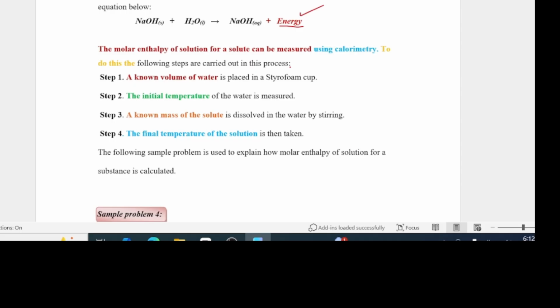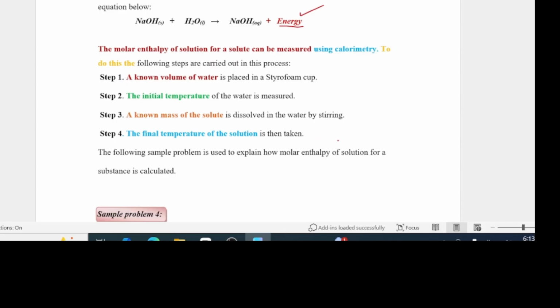To do this, the following steps are carried out. Step number 1. A known volume of water is placed in a styrofoam cup. Number 2. The initial temperature of the water is measured. Number 3. A known mass of a solute is dissolved in the water by stirring. And finally, the final temperature of the solution is then taken.